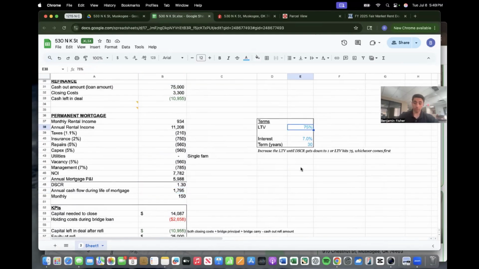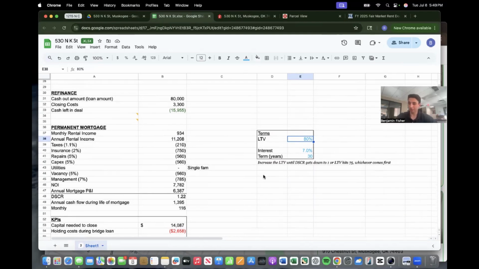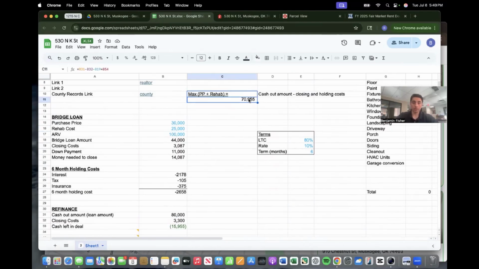So we could probably bring this up to 80%, right? You want this to be at like 1.2. And if you increase the amount of money you're pulling out of the property, it's going to increase the monthly payment on the loan, which is going to decrease the debt coverage and the cash flow. But you get more money back in your pocket, right? You're kind of pulling out some of that profit.